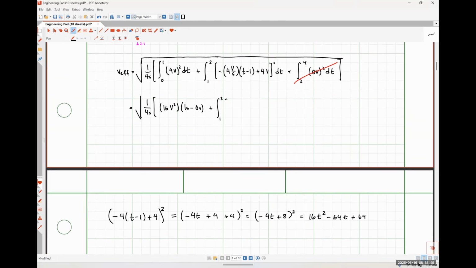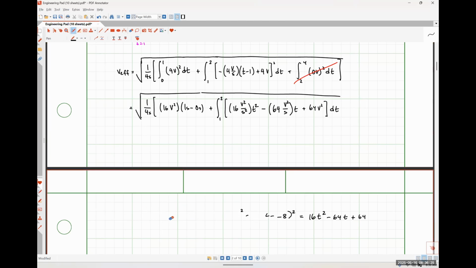So that's going to look like 16. So the units on that -4 were volts per second. So that's going to be volts squared per second squared, t squared, minus 64 volts squared per second, t, plus 64 volts squared, dt, like so. Get rid of all this stuff down here since we don't need it anymore.